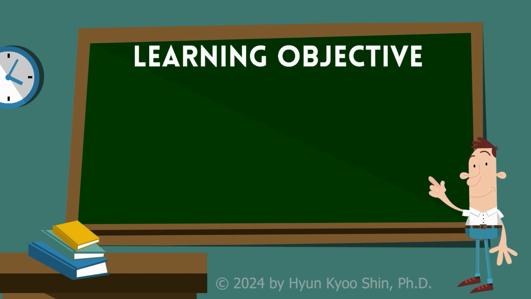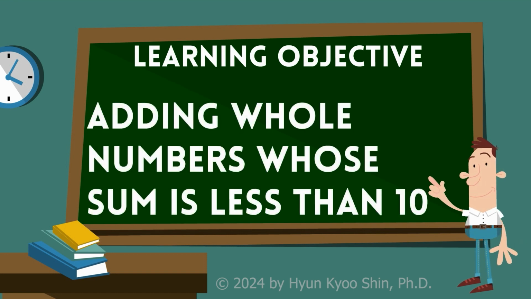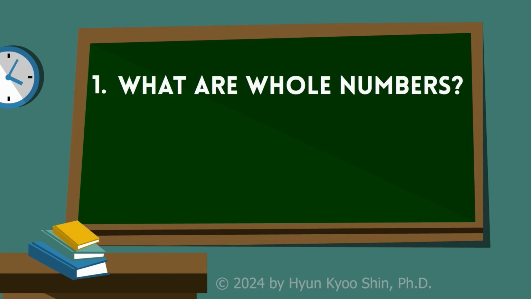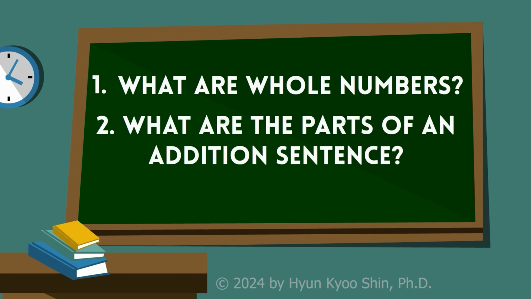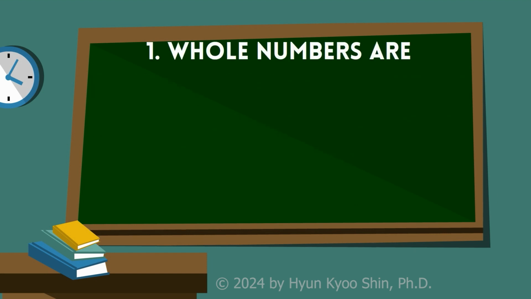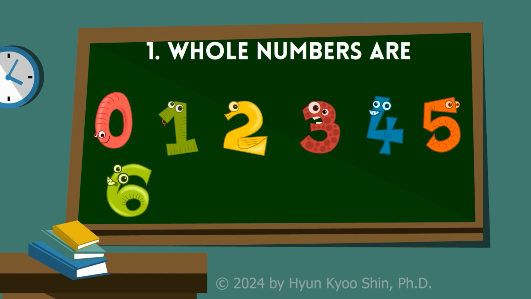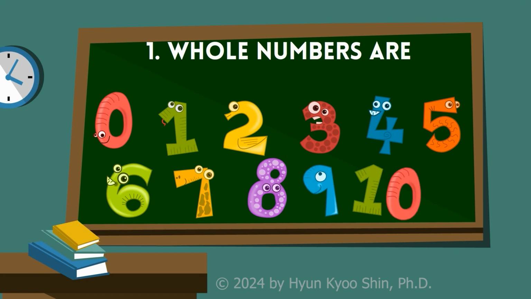Today, we're going to learn about a concept, adding whole numbers whose sum is less than 10. First, I have some questions for you. What are whole numbers? What are the parts of an addition sentence? Whole numbers include 0, 1, 2, 3, 4, 5, 6, 7, 8, 9, 10, and so on.